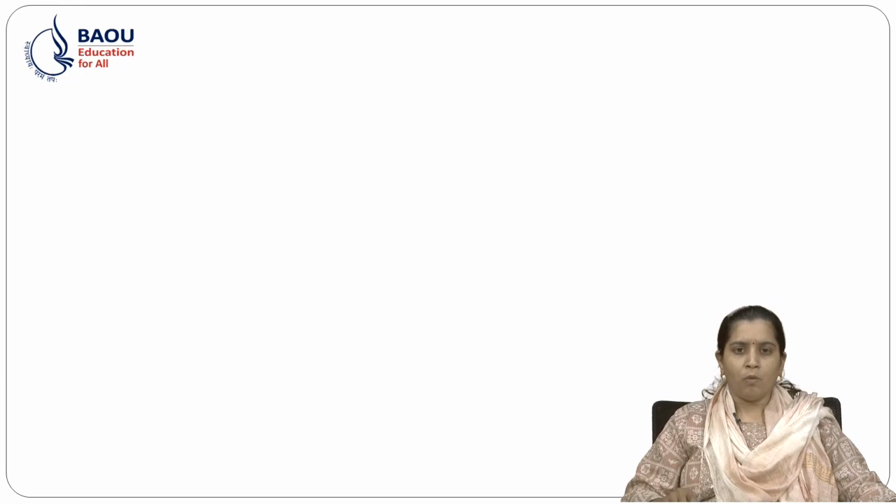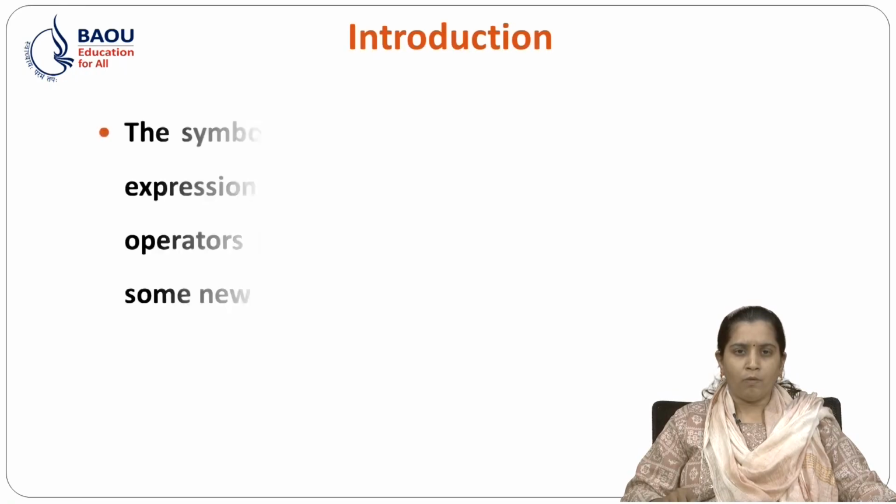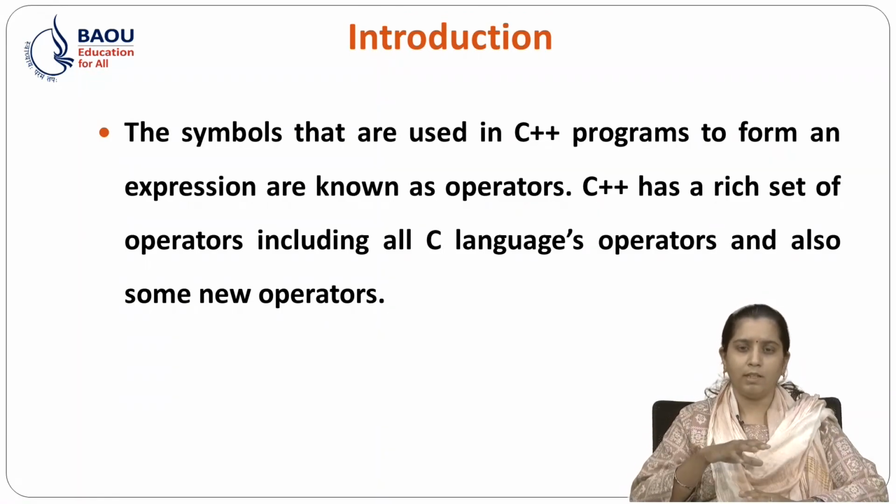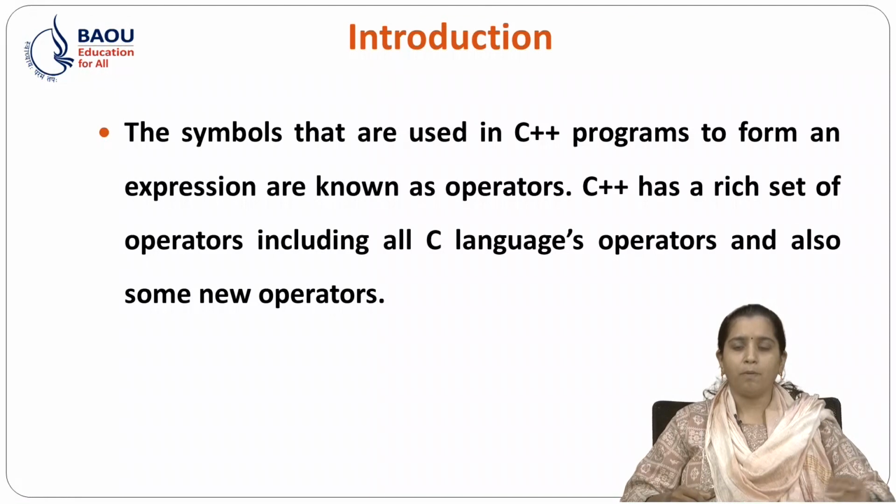So, what is operators in C++? The symbols that are used in C++ programs to perform an expression are known as operators. C++ has a rich set of operators including all C language operators and also some new operators.